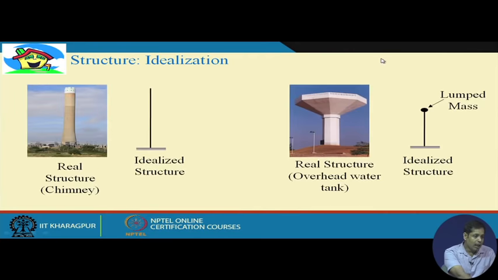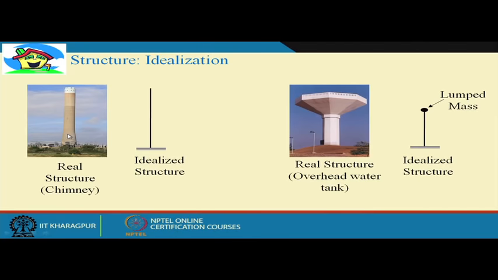Now, you see, there are three components involved here. One is the structure itself, and the others are the threat and the responses. So when I say you need to idealize the system, you need to idealize everything: the threat, the structure, and the responses as well. Now, let us see how the structure can be idealized. This is an example. This is a tall chimney, the actual structure. This is the physical process, and this is the simplified model of this physical process.